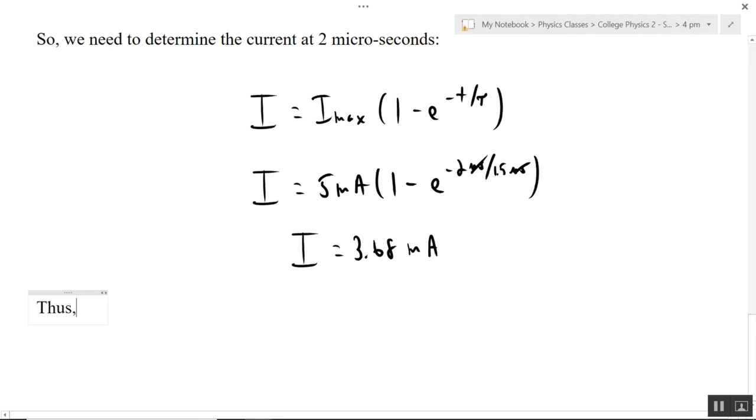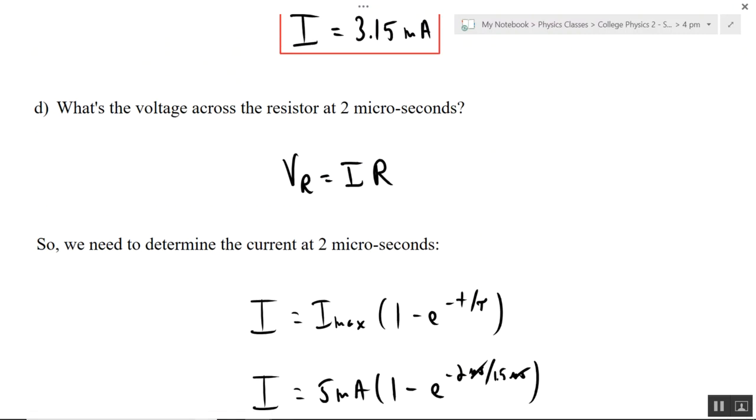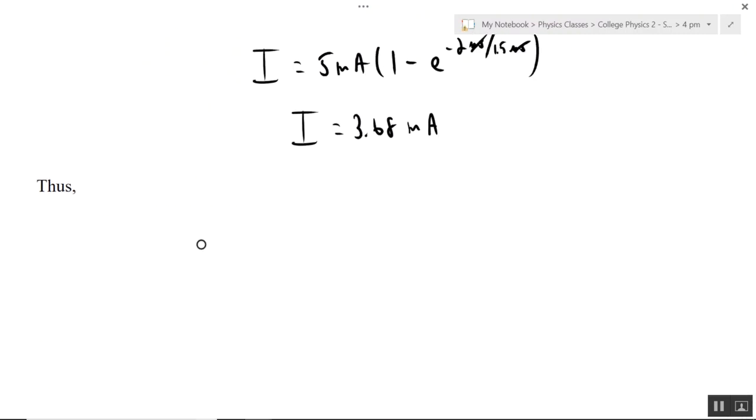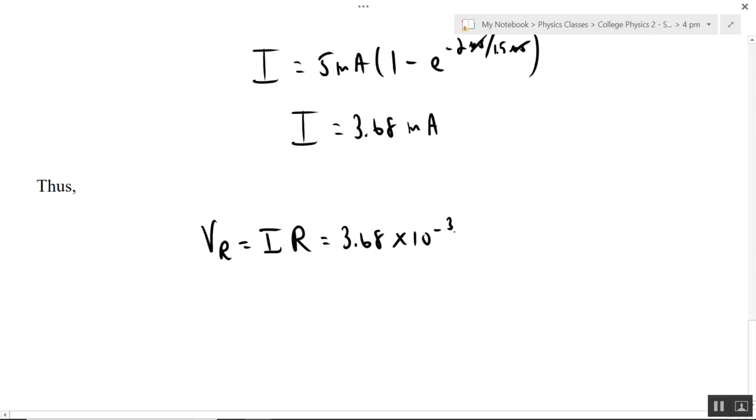Thus, we need to do one more step, because the question is, what's the voltage across the resistor at that time? So you just take 3.68 milliamps. All right, so once again, the units aren't the same here, right? So the prefixes, I should say. One is milli, the other one's kilo, so you want to switch to the typical units.